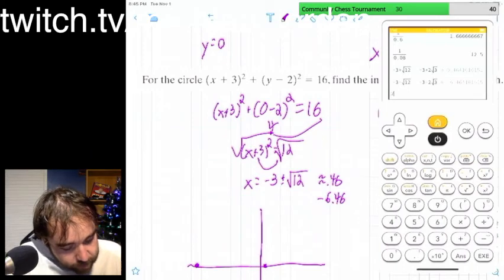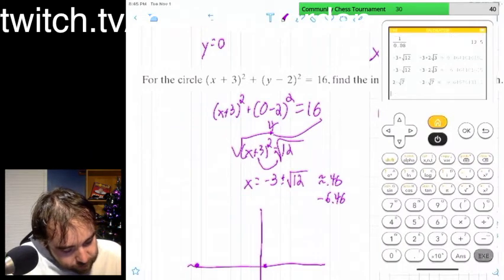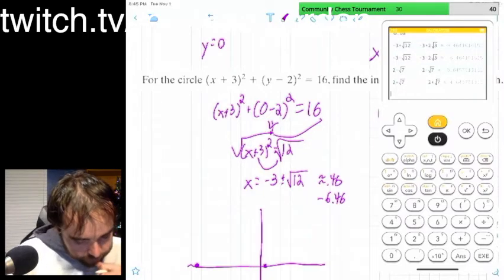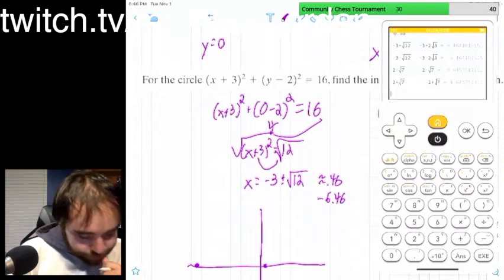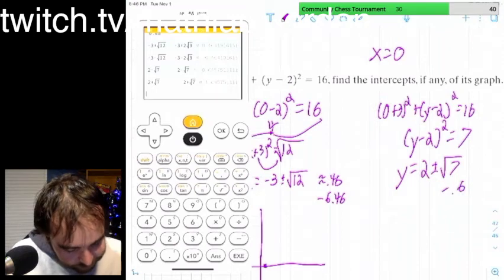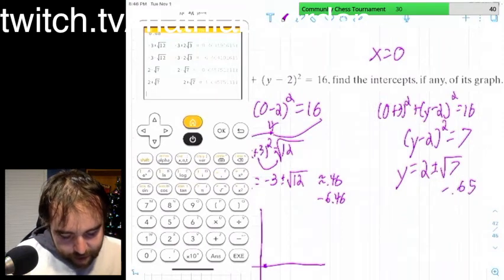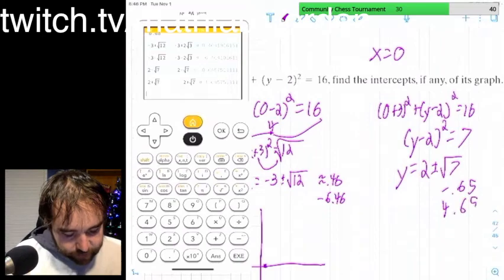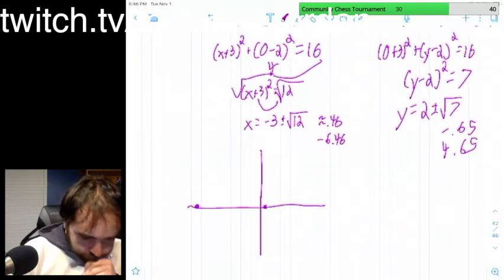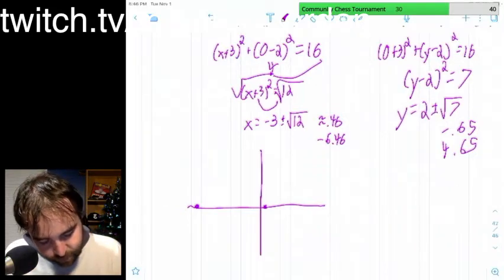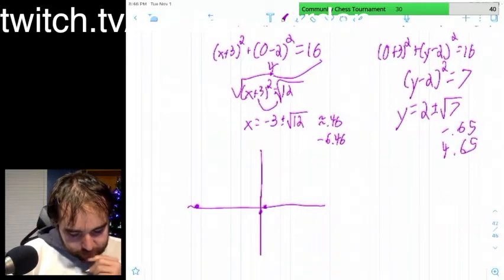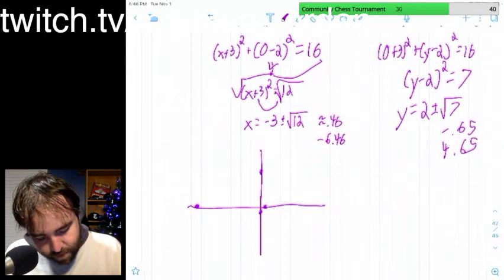And then we'll go to the calculator and we'll say, what is that? 2 minus the square root of 7 is that. And 2 plus the square root of 7 is that. Wow, 0.46 and 6.46? Interesting. So negative 0.65, I guess round it to 5, and positive 4.65. Those are the y-intercepts. So let's put that on the graph. Is that right? Here and here.